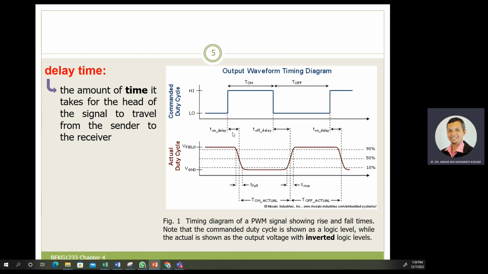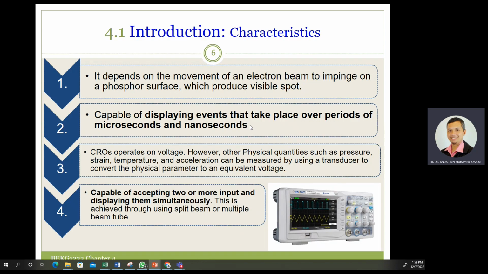Okay, as shown in figure 1, the timing diagram of the PWM signal shows the rise and the fall times. The common duty cycle is shown as the logic level, 0, 1, 0, 1, while the actual signal shown is the output voltage, inverted by using the logic level. So this is how we know the rise time, fall time, delay time, and also the pulse width and the phase difference.